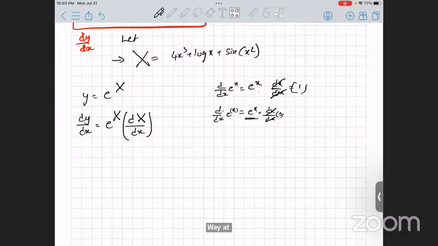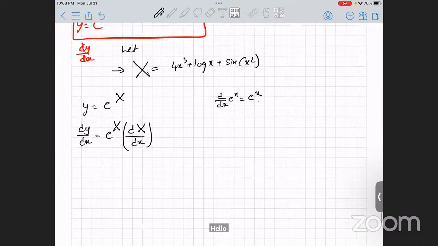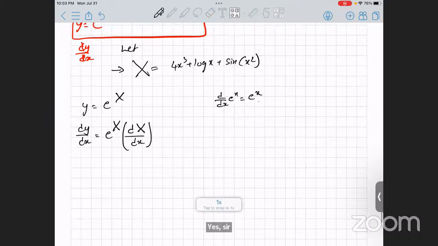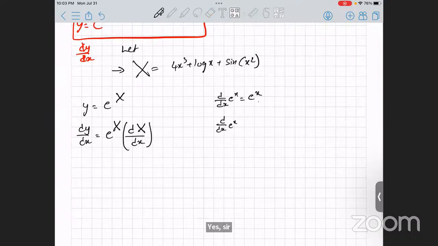Explain once again, sir. Yeah. Look, d by dx of e power x equals e power x. Listen carefully now. d by dx of e power x equals e power x into, look here, e power x, now there is x, so d by dx of x.